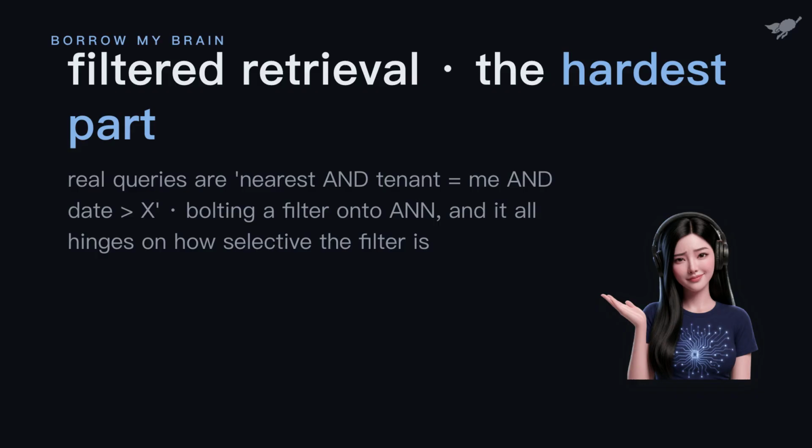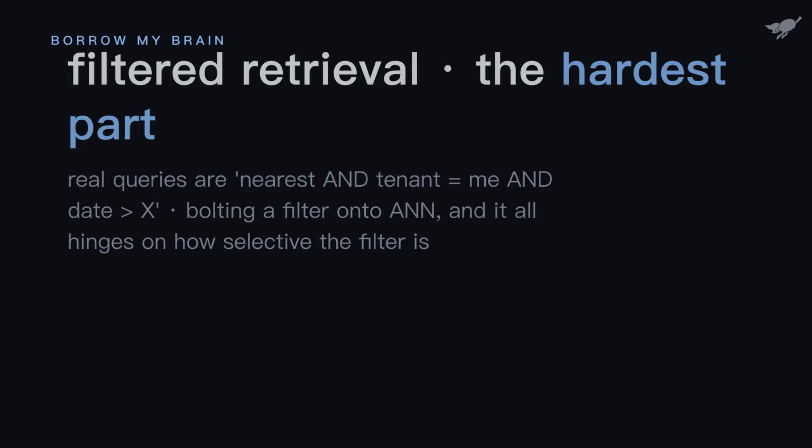Pre-filter. You pull out the ones that match the condition first, then search only within that pile. When the filter is selective, it's perfect. There's so little left that even brute force is effortless. But loosen the filter so it passes 90% of the data and pre-filter degenerates into a full table scan.